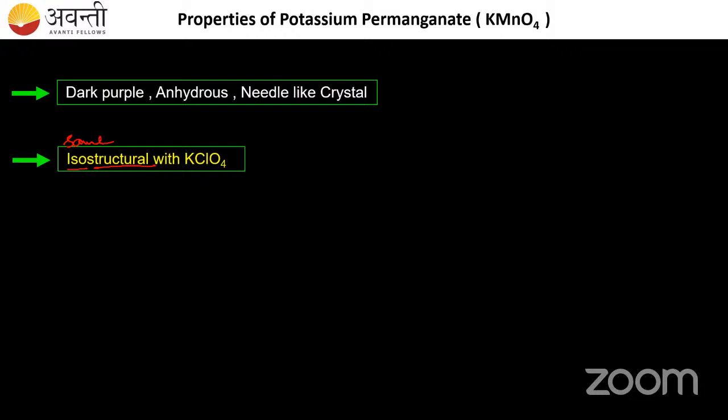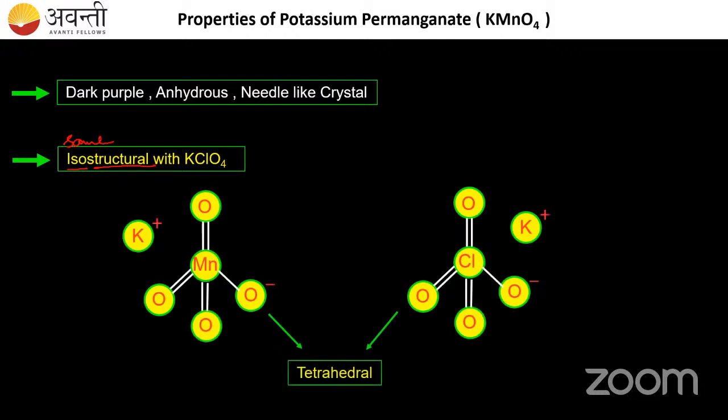I'll show you the structure. You can see, both of them contain potassium ion K plus and four oxygens, the same. Instead of manganese, we have chlorine in KClO4. Both of them are tetrahedral in geometry. You can see the tetrahedral shape in both compounds, right? Tetrahedral means it has four faces. So it is isostructural with KClO4.